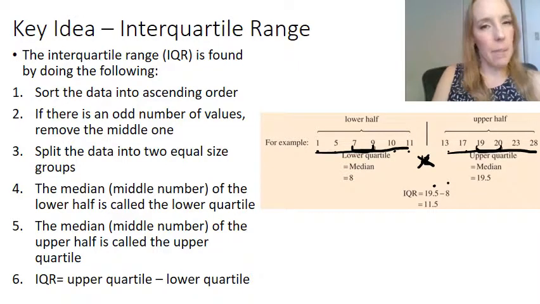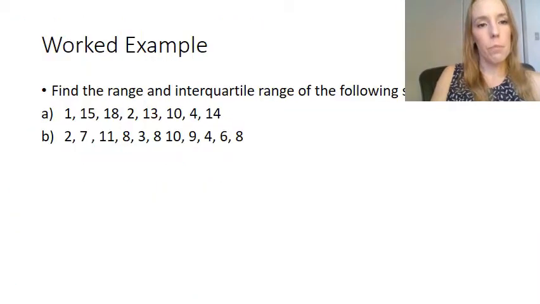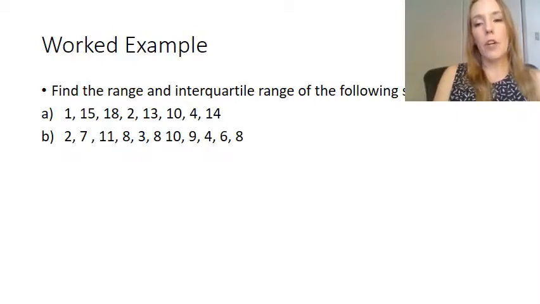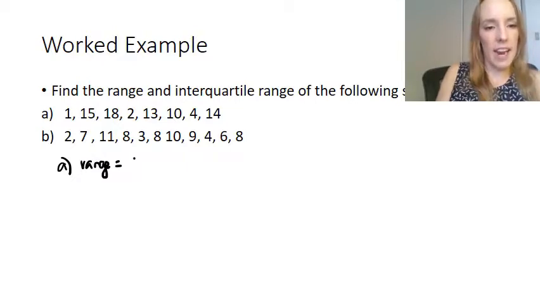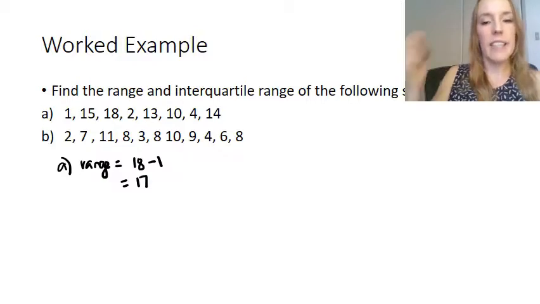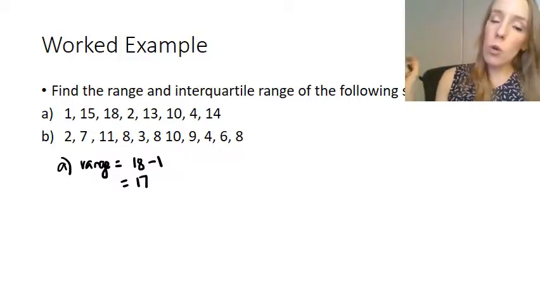So I'm going to do some examples so we can have a go at this. Find the range and interquartile range of the following sets of data. Remember our range, let's do A first. Our range is just our highest number take our lowest. The highest in that first lot of data is 18, and our lowest is 1, so our range is going to be 17. Now our interquartile range.